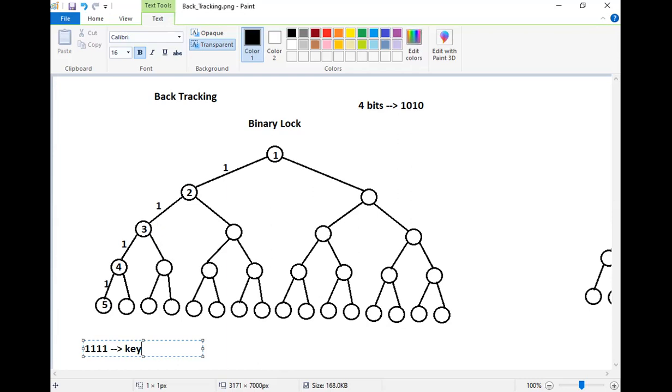Correct? If it is not, what will happen? Will it open the key? It will not open the key. Right? Now I have reached the bottom layer. We can call it a dead end. At the dead end, did we get the result? Did we get the solution? No, because the key did not unlock.